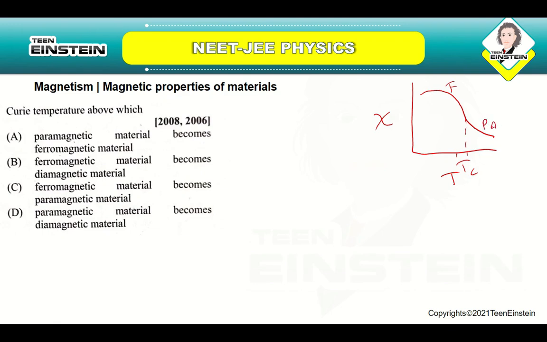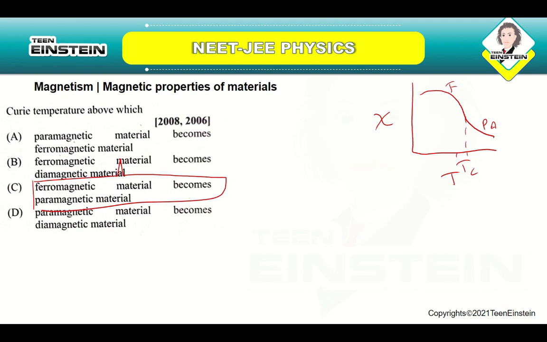Okay, so at this temperature the materials undergo a sharp change in their magnetic properties. So the material might be a ferromagnetic material, and at this point you can see it gets transferred to a paramagnetic material. Okay, so that's what happens. So above the Curie temperature, the ferromagnetic material becomes paramagnet. So the correct answer is option number C.